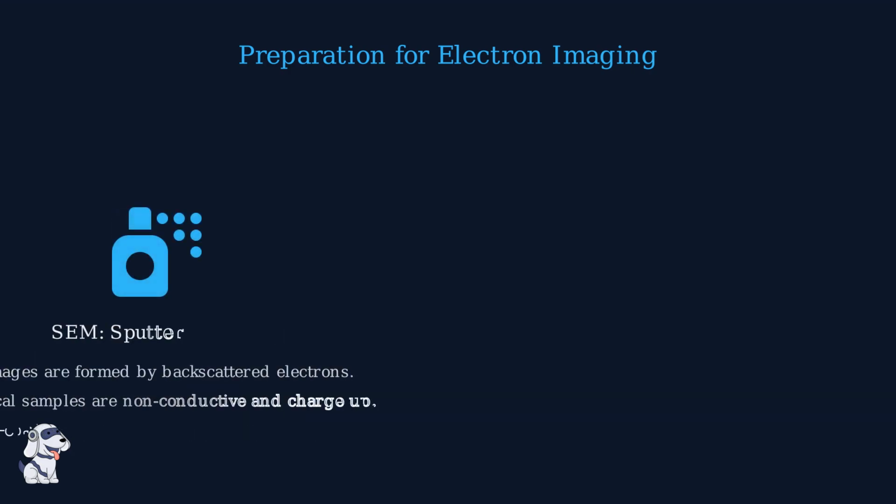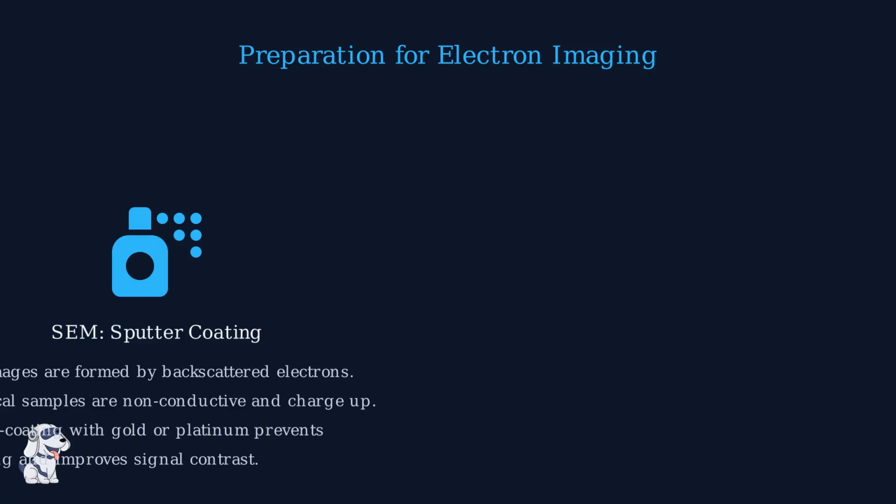For scanning electron microscopy, or SEM, the process is quite different. SEM images rely on electrons reflecting off the surface of the specimen. Because biological samples are poor conductors, they accumulate a surface charge that distorts the image. To fix this, samples are sputter-coated with a thin layer of conductive metal, such as gold or platinum, ensuring a clear, high-contrast image. Proper preparation is the bridge between a raw biological sample and a high-resolution scientific image.